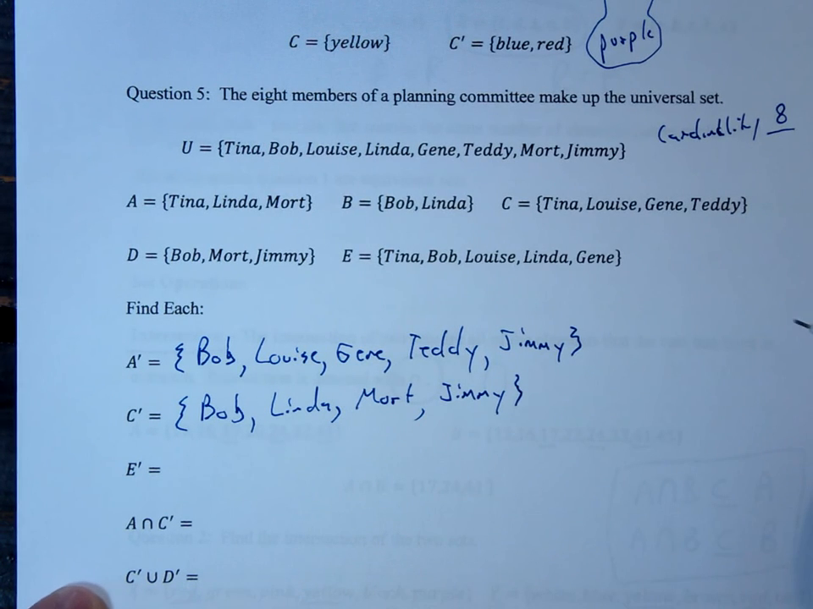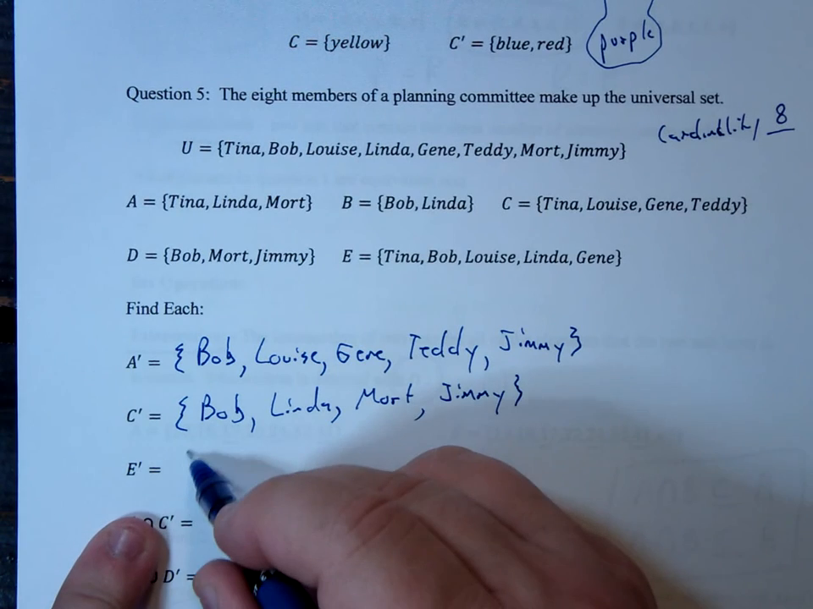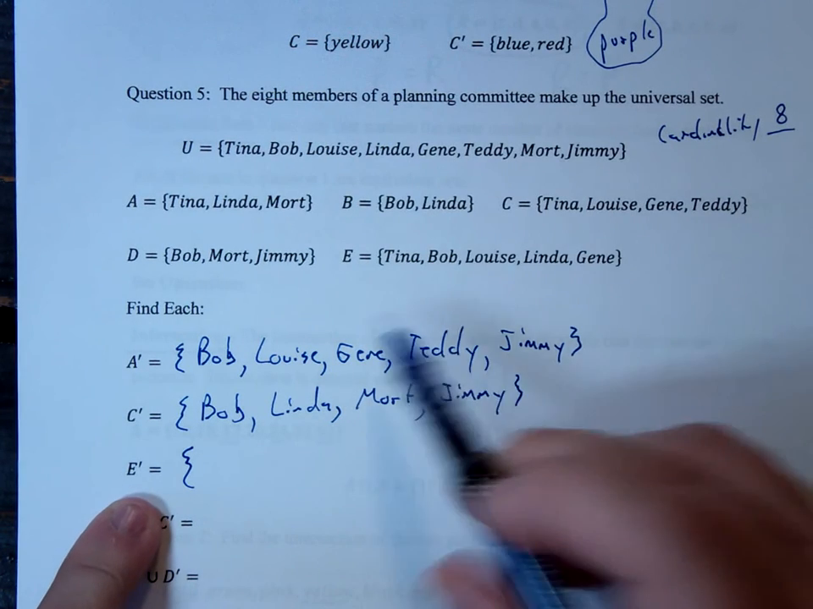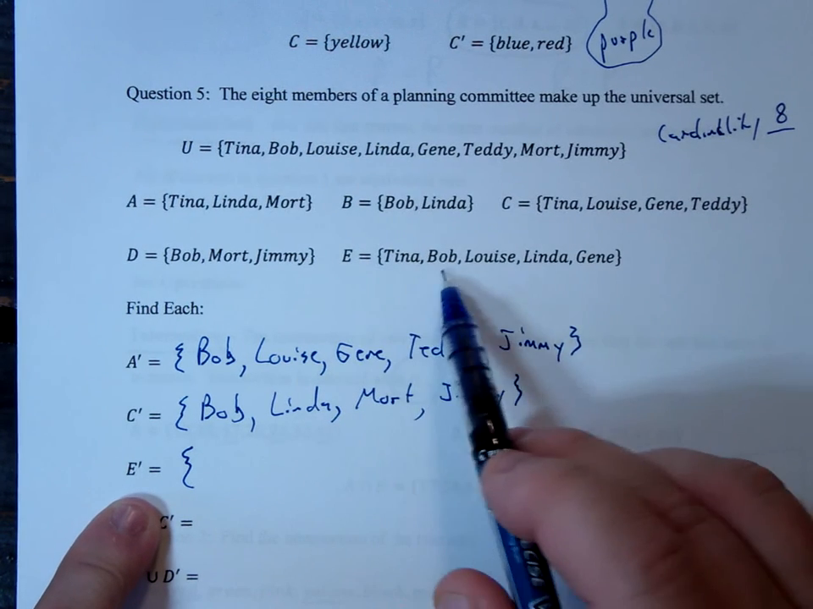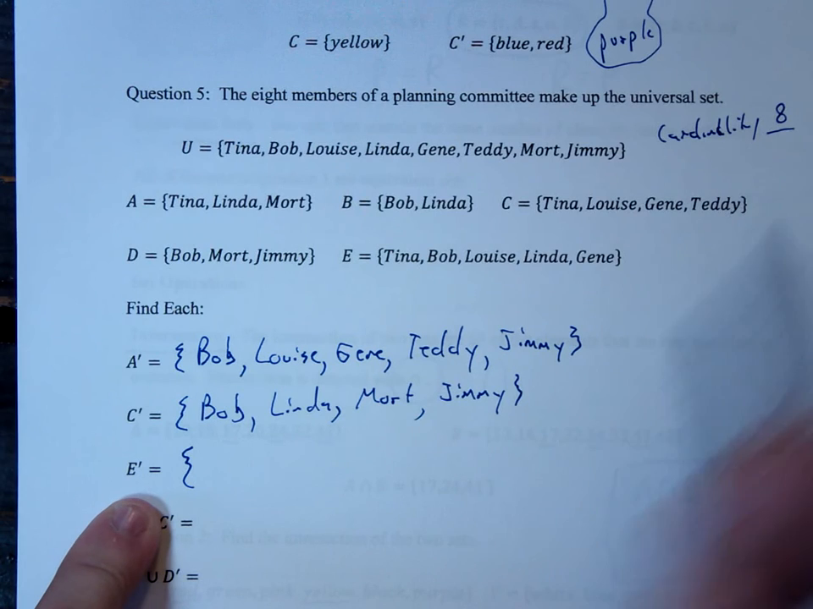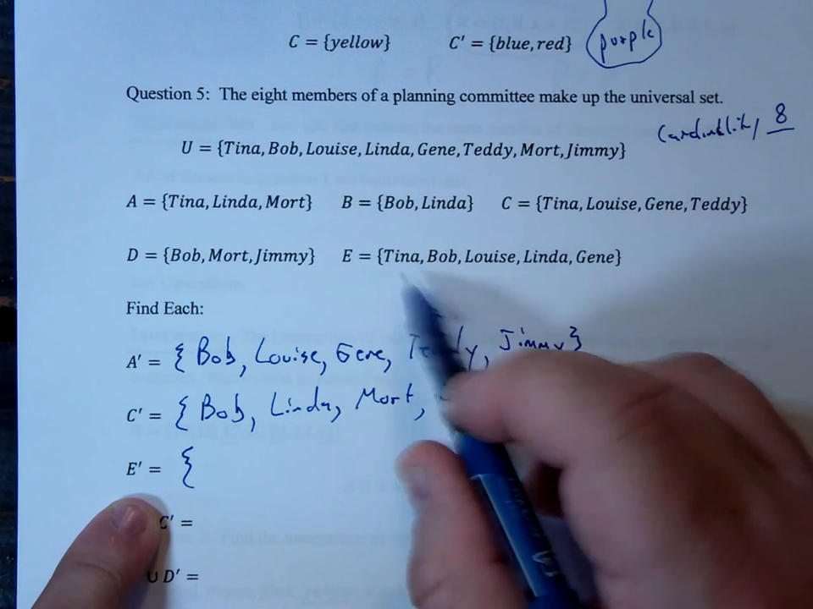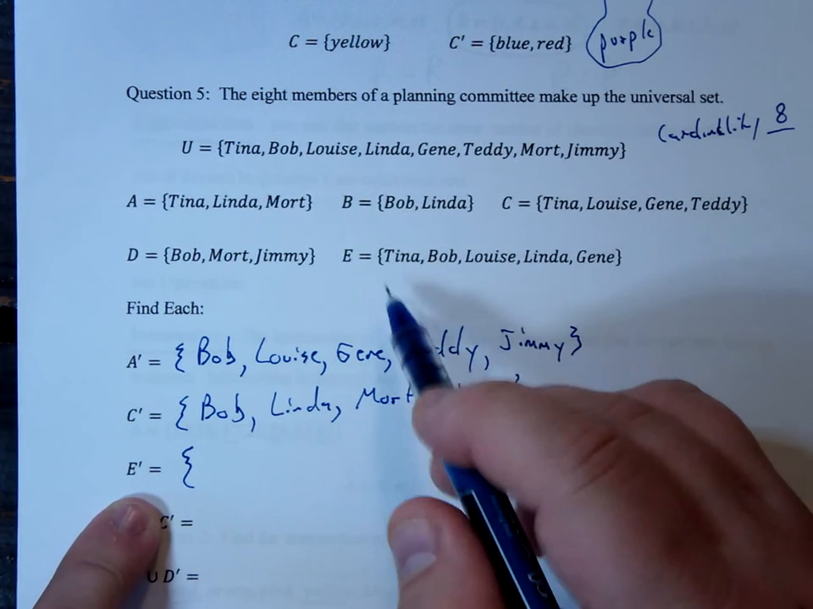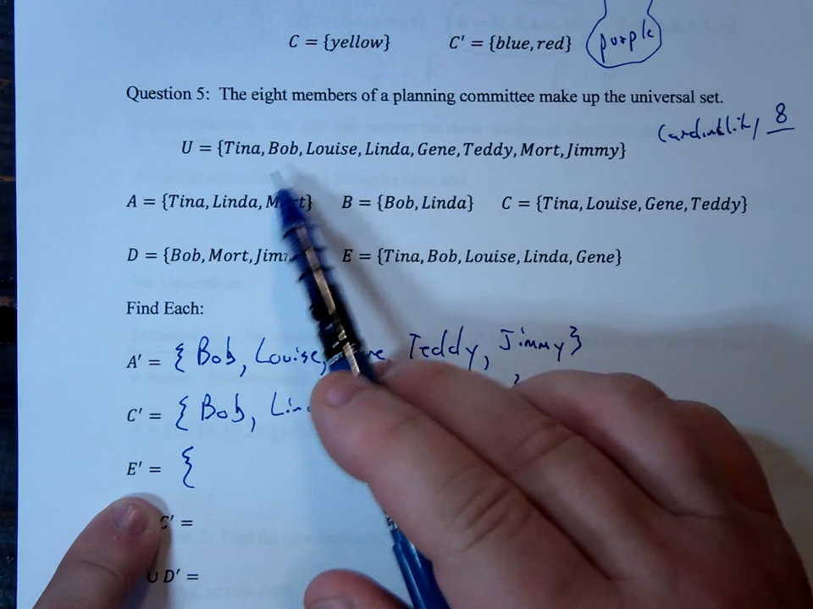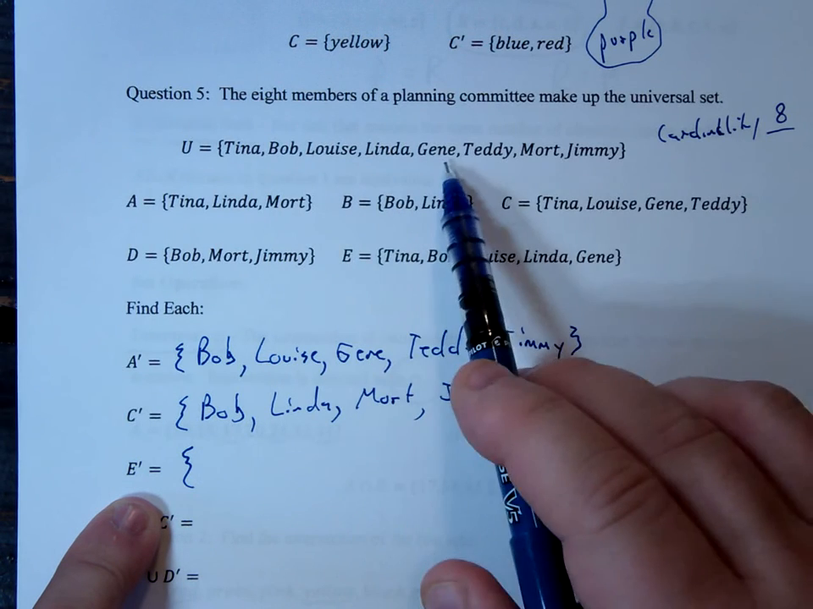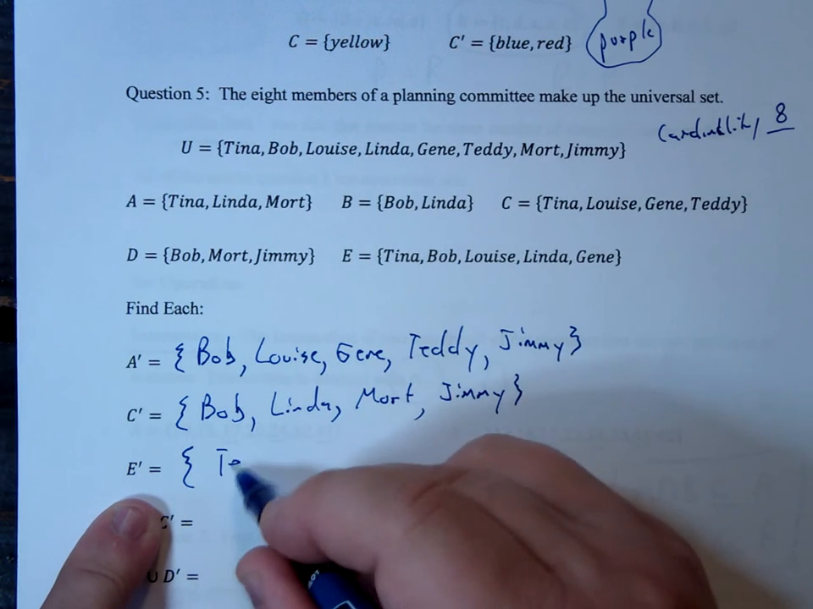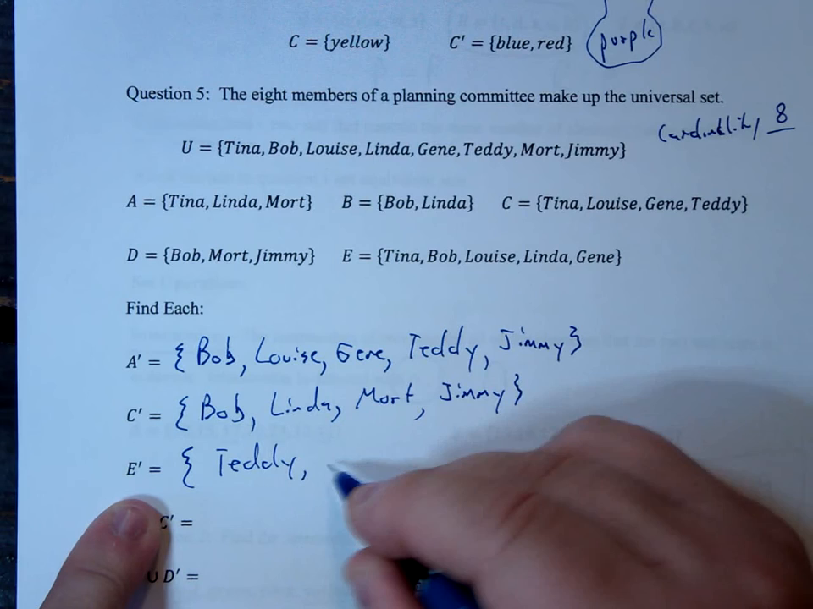And then E prime, or the complement of E, has to be 3. It's the 3 that are missing from set E. Tina's not missing, Bob's not missing, Louise, Linda, Jean. It's Teddy, Mort, and Jimmy.